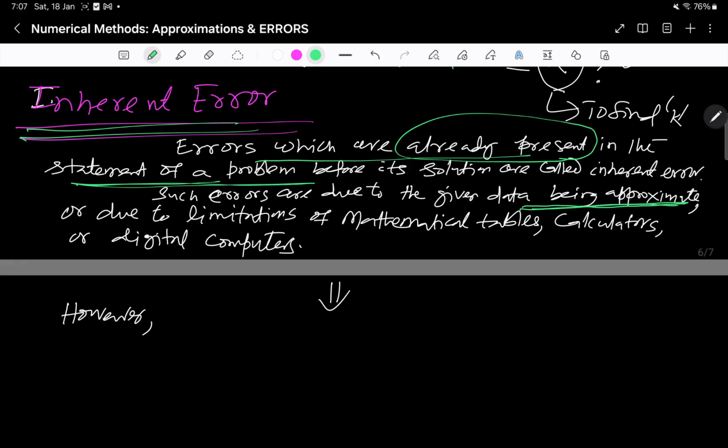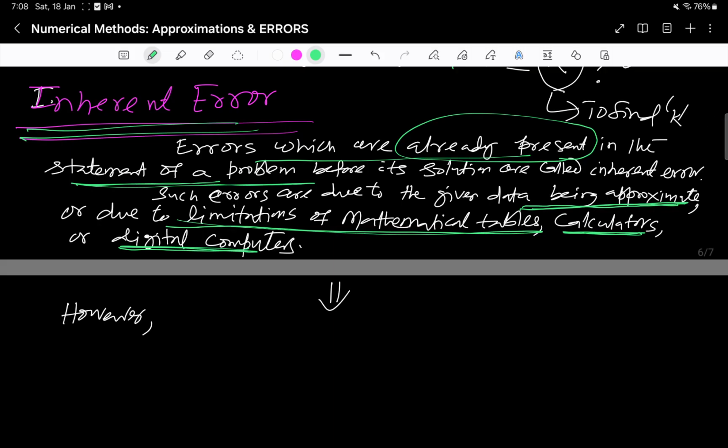So because we are taking approximate data, or due to limitations in mathematical tables or calculators, a calculator is having, suppose, memory fixed up to 10 digits, then we are committing errors again. Digital computers have memory fixed to a certain number of digits. Also, when we derive a physical problem out of a physical situation, there may be some error incurred in the parameters or in the assumptions.